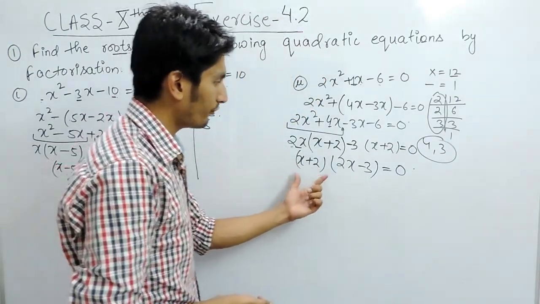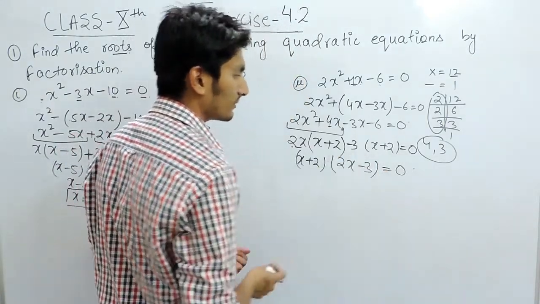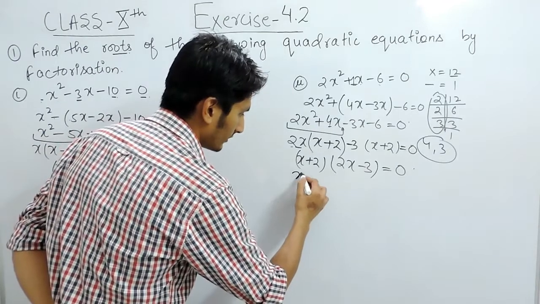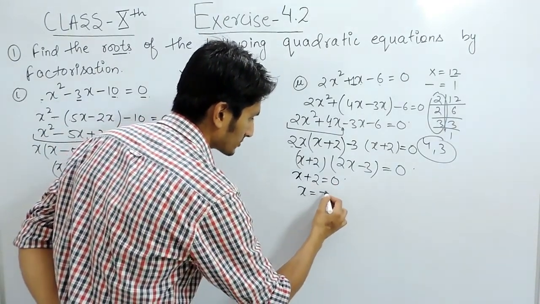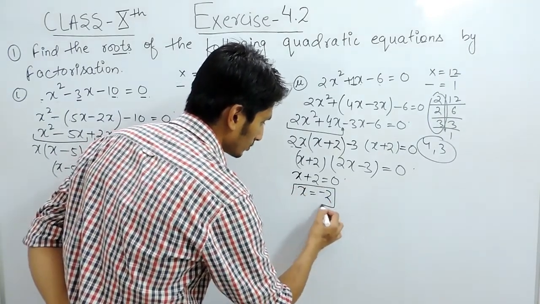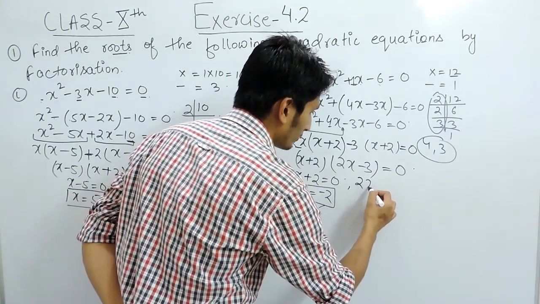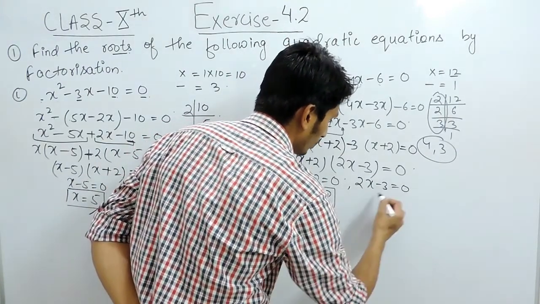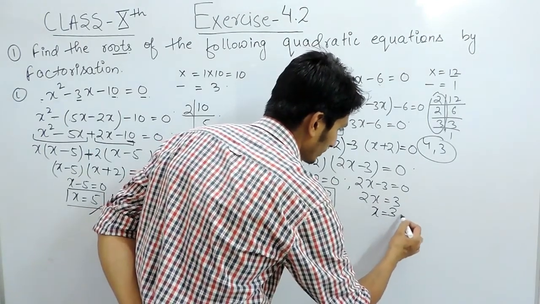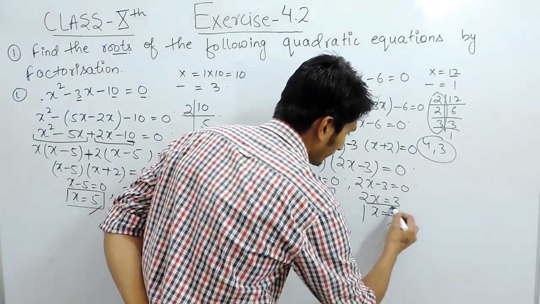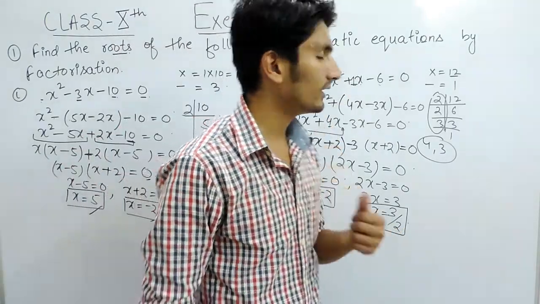Now clearly two factors are multiplying and the result is 0, so obviously the values of these factors must be 0. So if the first factor is equal to 0, the value of x must be minus 2. So this is the first root of this equation, and similarly if 2x minus 3 equals 0, then 2x equals 3 and x equals 3 by 2. So this is another value of x, or you can say another root of this quadratic equation.